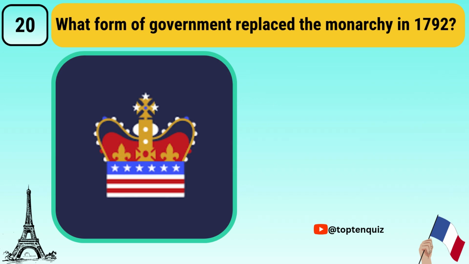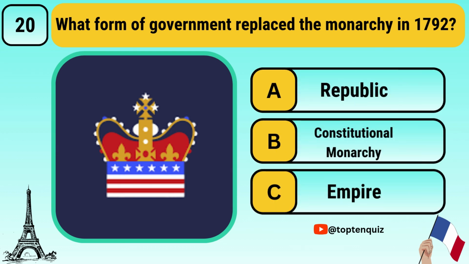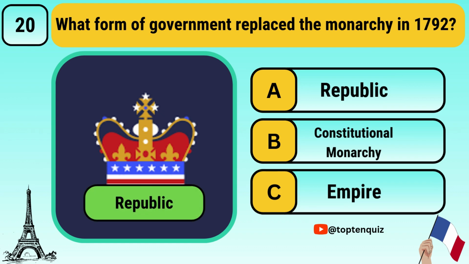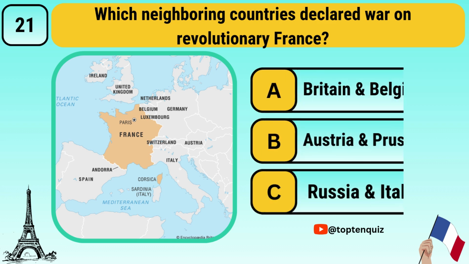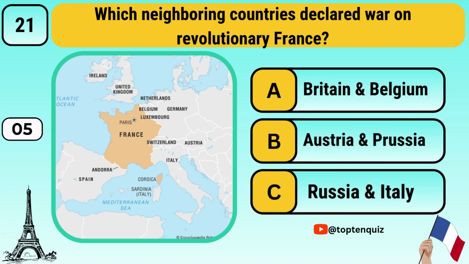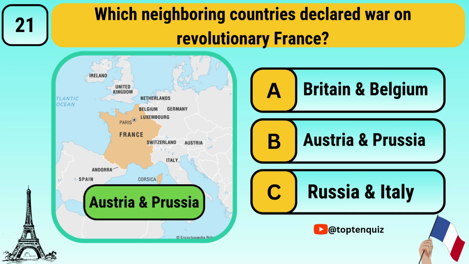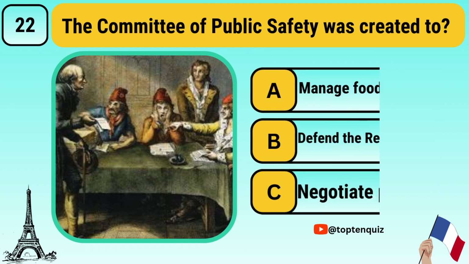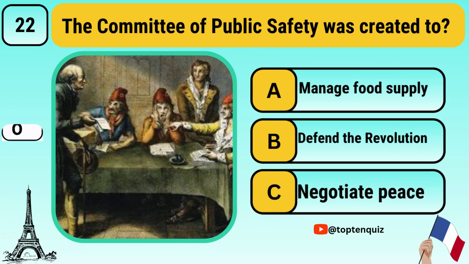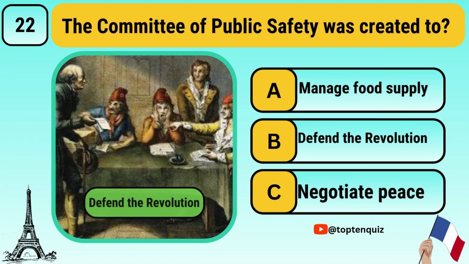What form of government replaced the monarchy in 1792? Republic, constitutional monarchy, empire. Republic. Which neighboring countries declared war on revolutionary France? Britain and Belgium, Austria and Prussia, Russia and Italy. Austria and Prussia. The Committee of Public Safety was created to option A, manage food supply, B, defend the revolution, C, negotiate peace. To defend the revolution.